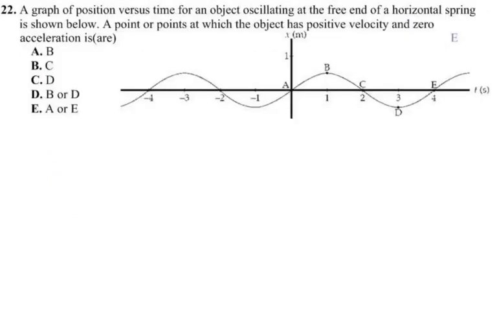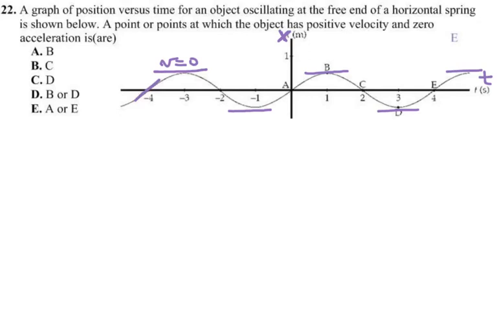So for this question, the graph of position versus time for an object oscillating at the free end of a horizontal spring is shown below. The point or points at which the object has positive velocity and zero acceleration are. So because this is the position over time graph, the slope of the position over time graph is the velocity. So the velocity here is zero. The velocity here is 0. The velocity here is 0. The velocity here is 0. The velocity here is 0. The velocity here is positive.